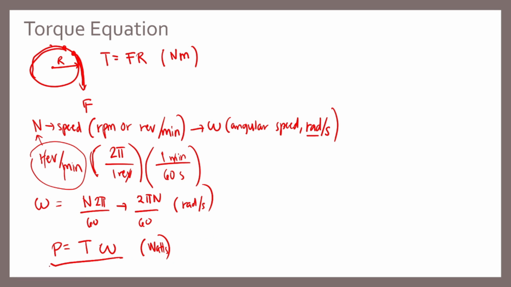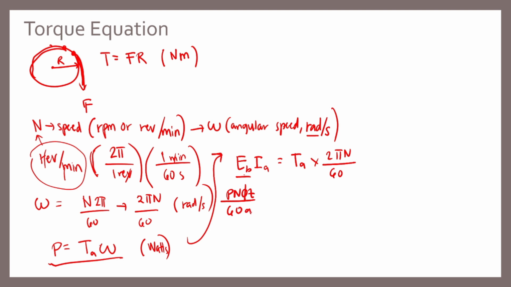So power in the armature is also equal to E sub B, the back EMF, times the armature current I sub A. If you multiply the EMF in the armature by the current, that is the power developed in the armature. That is equal to the torque in the armature, T sub A, multiplied by our angular speed omega, which is 2 pi N over 60. And if you substitute the equation for our EMF, that's P N phi Z over 60 A multiplied by I sub A is equal to T sub A times 2 pi N over 60.